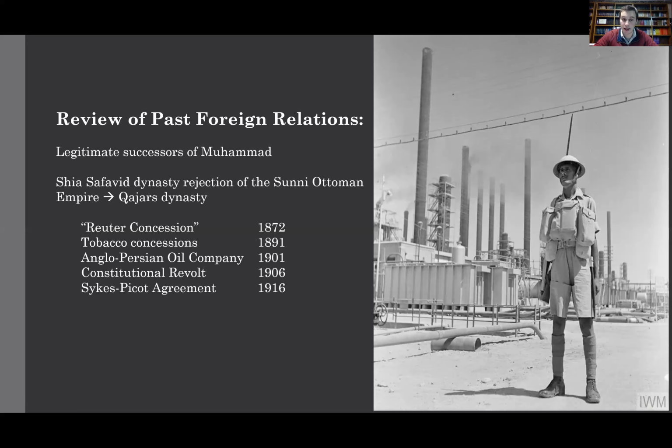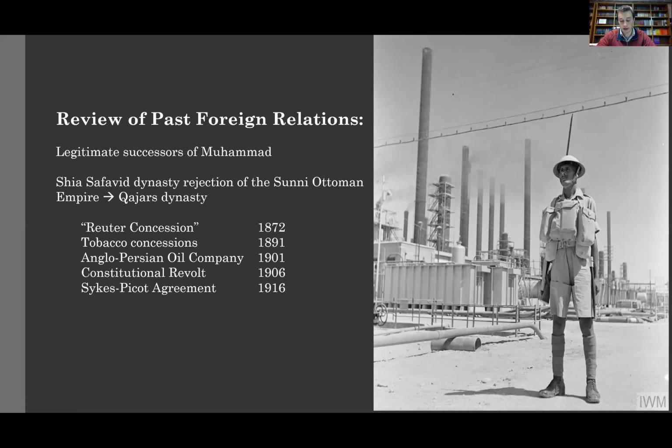There's a lot more I could say about foreign influence in Iran. Russia was very heavily involved. The big one is the Anglo-Persian Oil Company, oil being huge, still is huge. The creation of the oil company in 1901, and then the Constitutional Revolt in 1906, which led to the creation of a parliament. And then the Sykes-Picot Agreement of 1916 coming out of World War I, which you guys are familiar with. I don't need to say a lot about it.